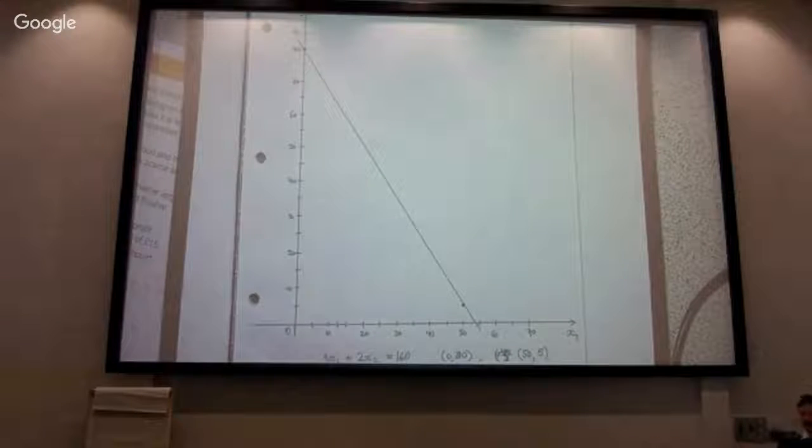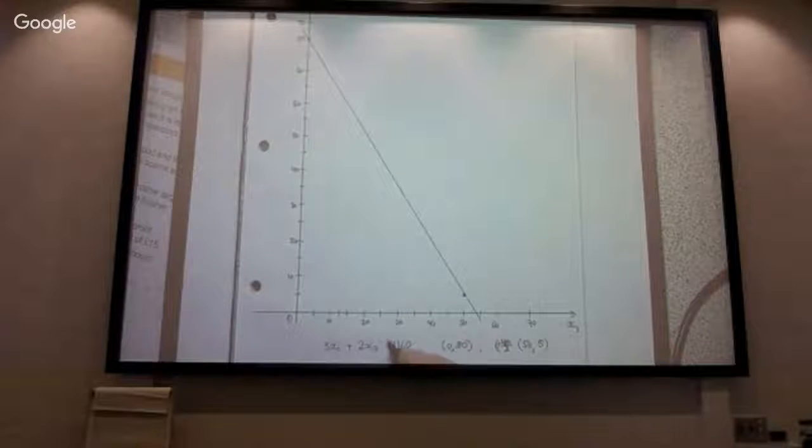Do you agree with me that these 2 points satisfy this equation? Yeah? Okay. Am I being too slow? Okay, 50, 5. That's here. So I've got these 2 points, and I can draw a straight line through these 2 points. Okay, and if I want all the points that satisfy the inequality, less than or equal, then that is all the points on one side of this line. Is it to the left or to the right of this line?